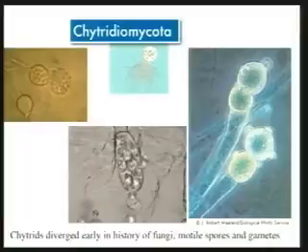Another important aspect of chytrids is that some of them are in association with animal guts, with some ruminants, where they can help with the digestion of otherwise difficult to digest substances. So chytrids can have mutualistic associations. Unfortunately, they can also have parasitic associations.